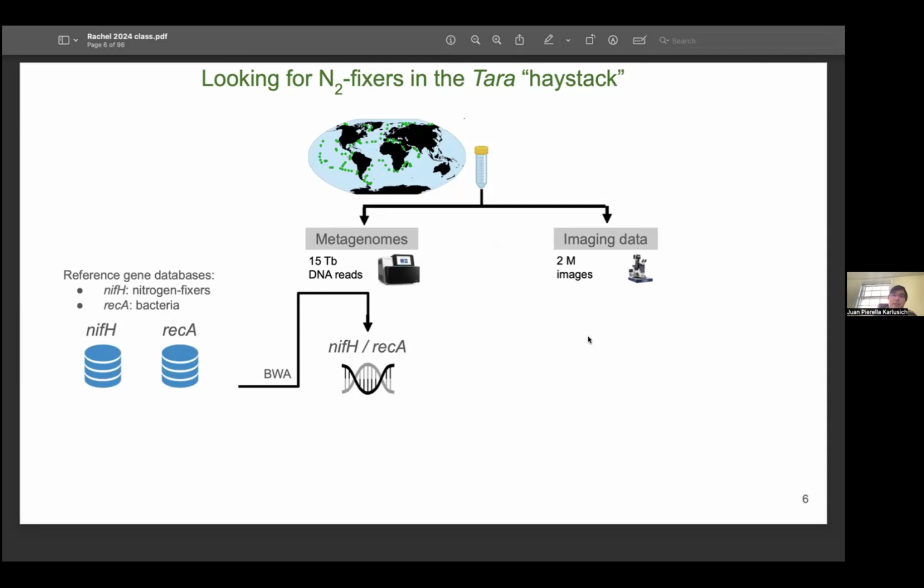And for this analysis, we use two different gene databases. One for the gene nifH, which is a subunit of the nitrogenase and is a proxy of nitrogen fixers, and another database for the gene recA, which is a proxy of bacteria. And then we align the metagenomic reads against these databases in order to consider the relative ratio of metagenomic reads between nifH and recA as a proxy of the relative abundance of nitrogen fixers in the bacterioplankton community.